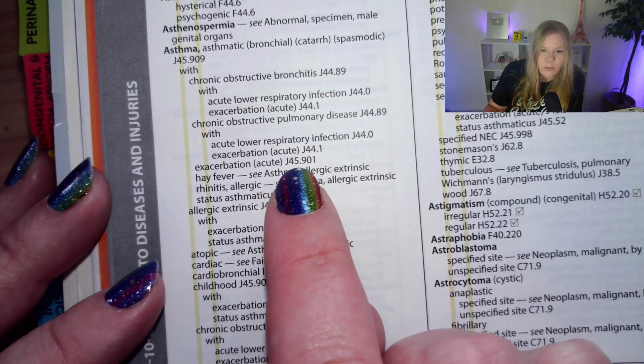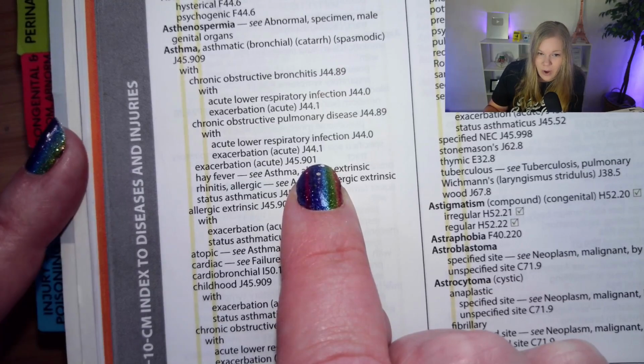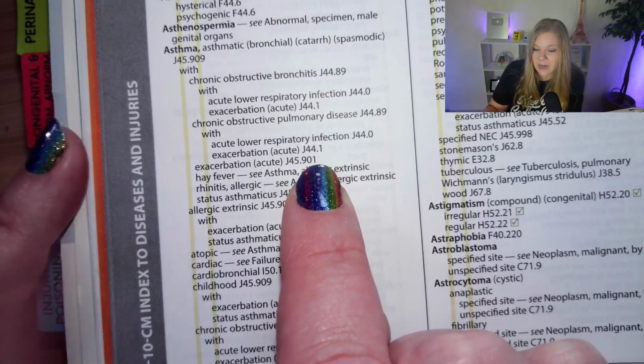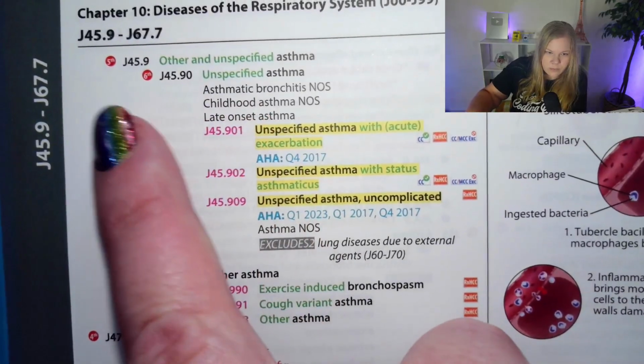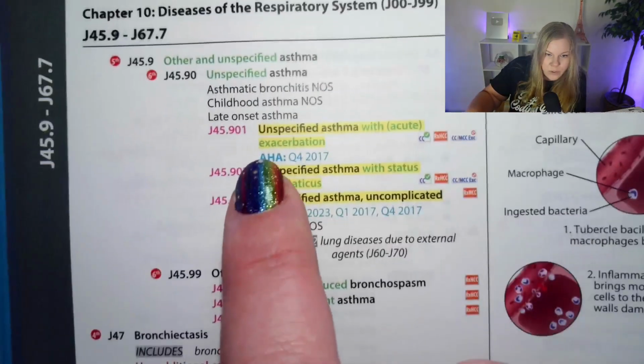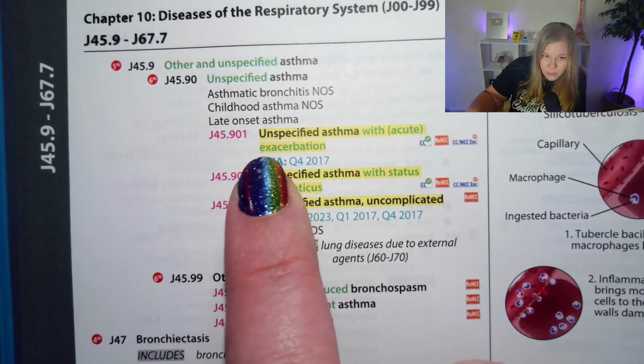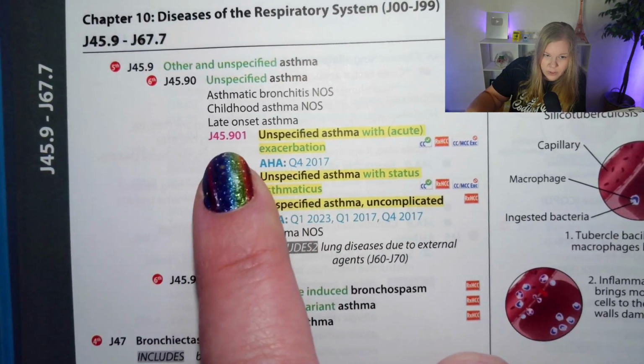So J45.901. Now, we never code directly from the alphabetic index. We always have to verify in the tabular because sometimes they'll give us guidelines. Sometimes it'll say, hey, if you're using this code, you also have to use this additional code. Or hey, if you're using this code, this other code has to come first, which is not included in the alphabetic index. We have to go to the tabular list to find that information. So here's our J45.901 unspecified asthma with acute exacerbation. We don't have any icons here saying we need an additional character, so that is the full amount of the code, that 6 characters there, J45.901.